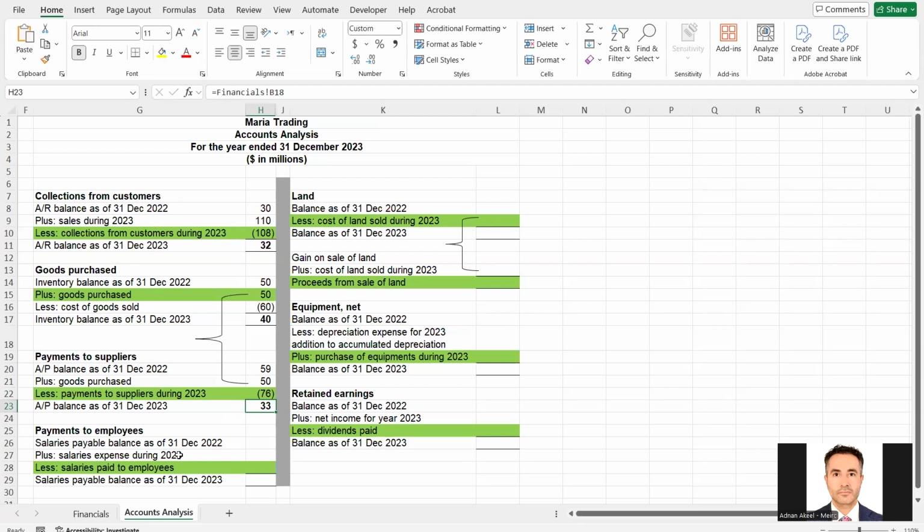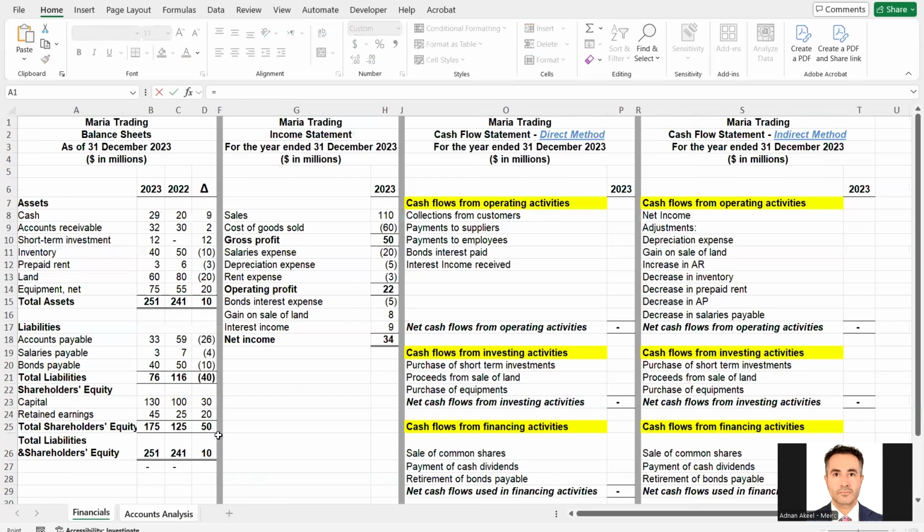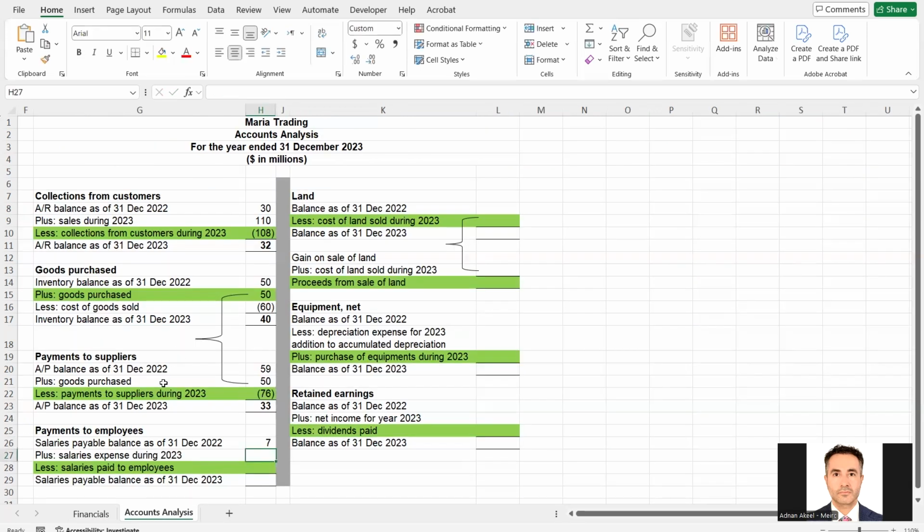Similarly, I would like to understand how much I paid to my employees. This is more or less the same. What was my liability to the employees at the beginning of the year? Salaries payable was 7 million. I will add to this the salary expenses.